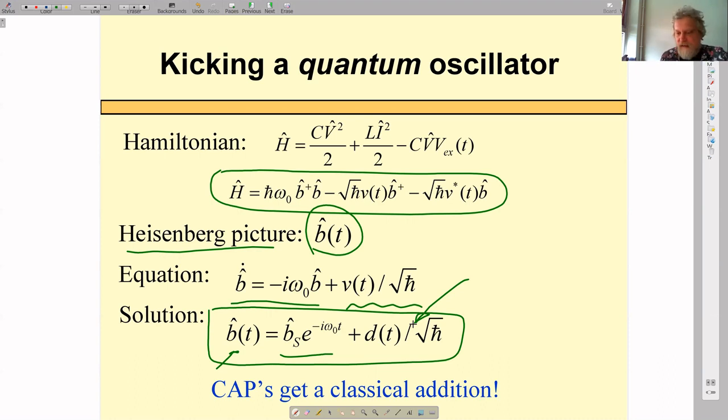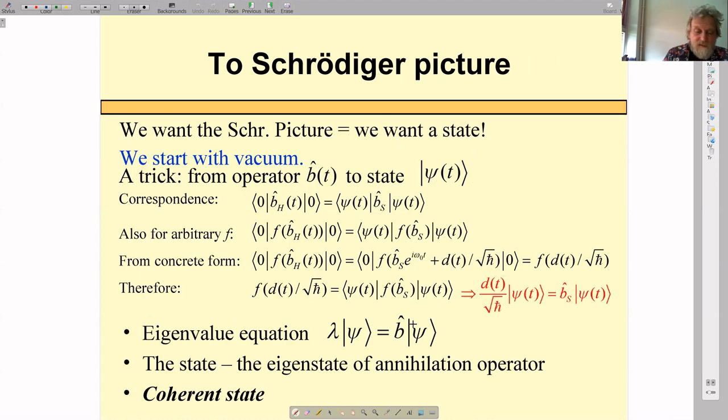We want to look at coherent states. So let me do perhaps a boring piece of algebra to get the same in the Schrödinger picture. Right, so we want a state. Let us say we start with a vacuum. No photons, there is no excitation in this oscillator.